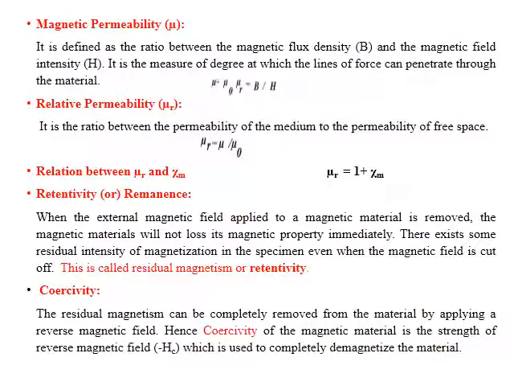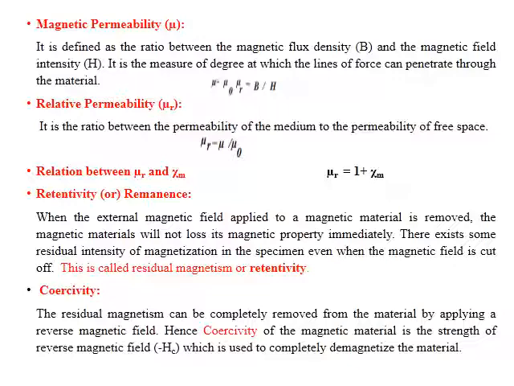Next is magnetic permeability. This gives you an idea about how much a magnetic field can penetrate through the material. It is defined as the ratio between magnetic flux density and magnetic field intensity, H. So one can calculate this magnetic permeability mu by using the two parameters B and H.